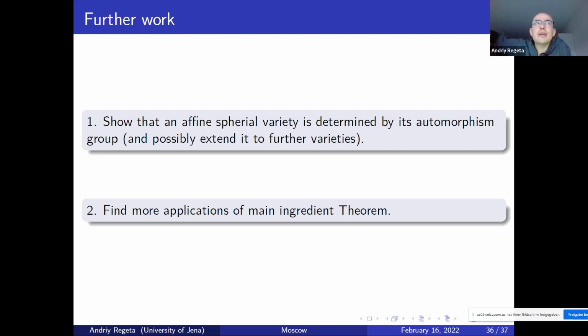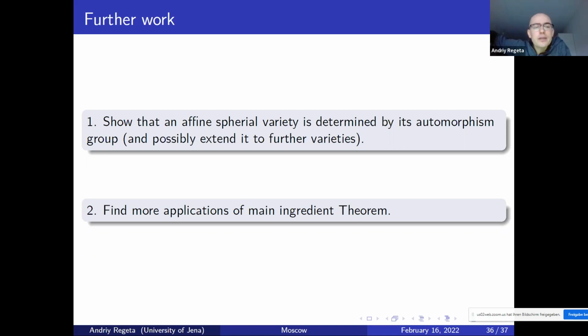For example, take an affine variety X and assume that X admits no GA actions and no GM actions. Is it possible that the automorphism group of X is infinite dimensional? We don't know. So this is one of the open problems, and I believe one of the most important problems in the theory of automorphism groups.